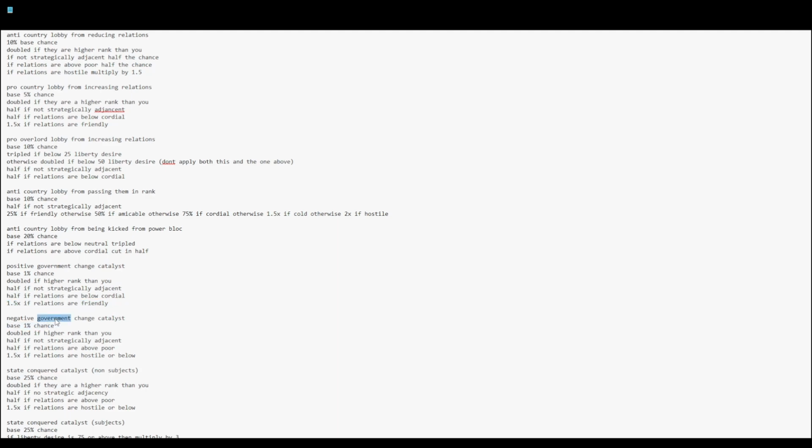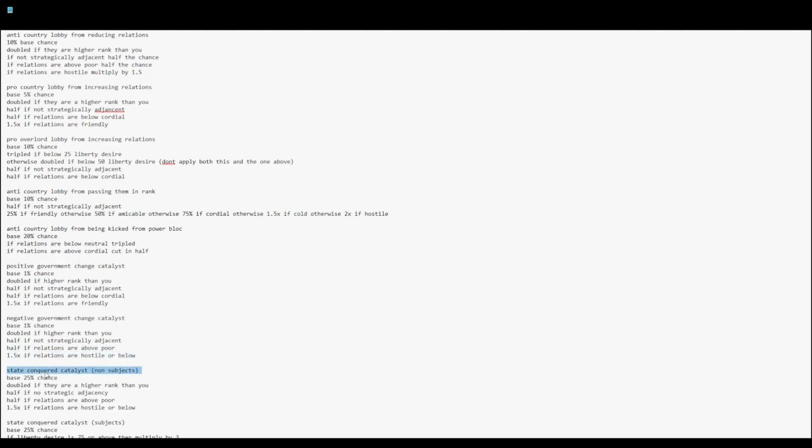Then we've got the negative government change catalyst. This one has a base of a 1% chance. Doubled if they're a higher rank than you, half if not strategically adjacent, half if relations are above poor, 1.5 times if relations are hostile or below.